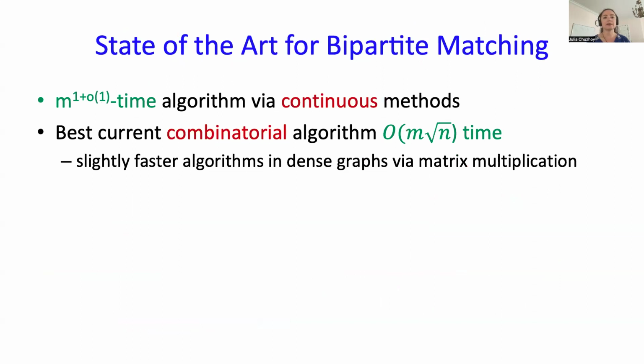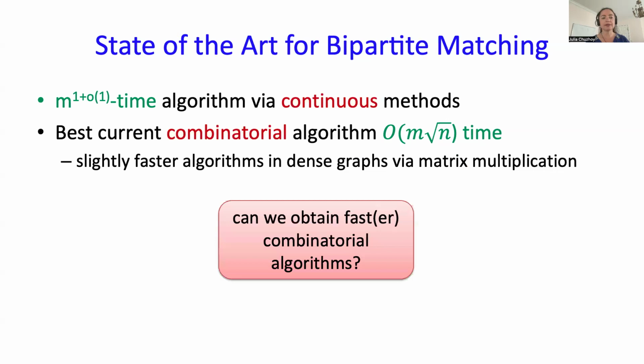So we can summarize the state of the art up to this point like this. If we use continuous techniques, then we can get algorithms whose running time is almost linear. But if we stick to old school combinatorial techniques, then the best algorithm is this really old algorithm of Hopcroft and Karp, whose running time is m square root n, except that in very dense graphs, you can get a little faster algorithms by fast matrix multiplication. So this naturally raises the question: is this use of continuous techniques necessary in order to get fast algorithms? Or can we get faster combinatorial algorithms by using combinatorial techniques?